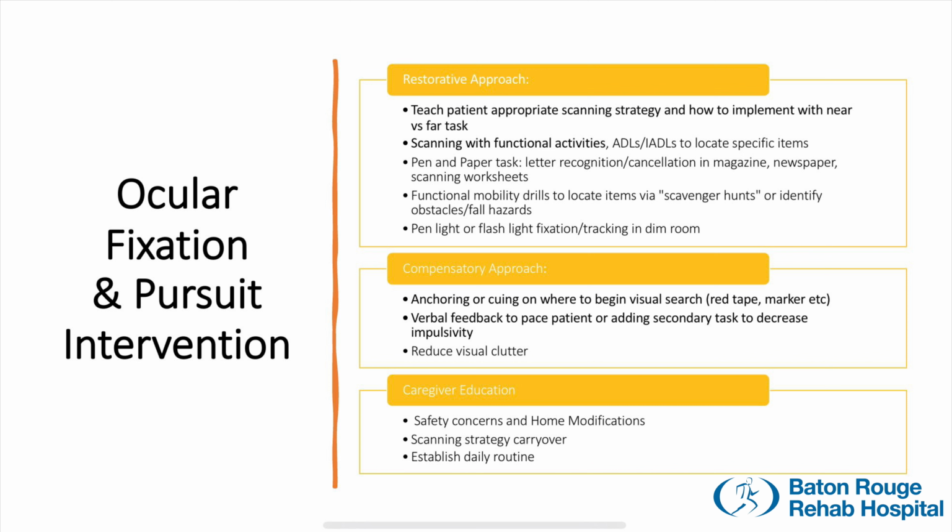Speech therapy may choose to address these deficits through pen and paper tasks, such as letter recognition and cancellation, while having their patient read a newspaper or having a patient locate specific items on their tray again, while also assessing swallowing. Occupational therapy may address a patient's ability to scan and fixate on specific items during their self-care routine, such as a toothbrush on the counter or a specific colored blouse in the closet.